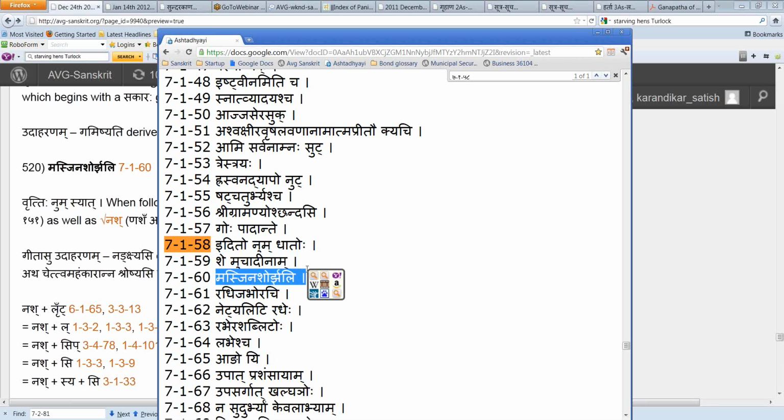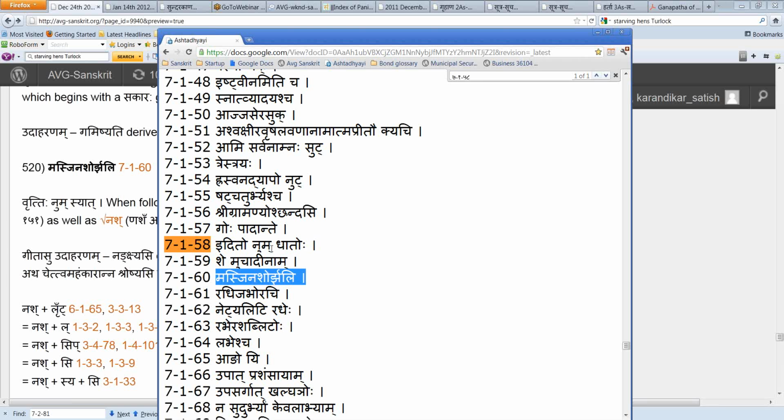This sutram is talking about num agamaha. For which dhatus? Masjinashor jali. So we are in the adhikar of angasya. So the angam, which consists of either the dhatu masj or the dhatu nash, and if this angam is followed by a jaladi pratyaya, in that case, this angam will take the num agamaha. These two dhatus will take the num agamaha when the pratyaya following is jaladi.